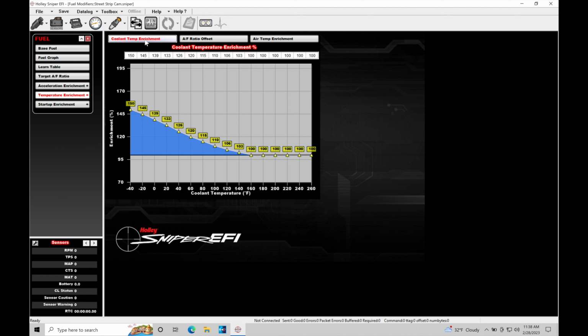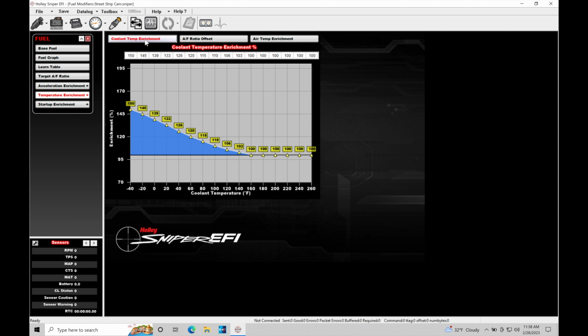Now, why do we have this? We're going to find that when the engine is cold and it's coming up to operating temperature, the fuel is not going to atomize as well on a cold engine as it does on a warm engine. And as a result, we need to deliver more fuel so the fuel does not stick to the intake track, to the intake valve as easily.